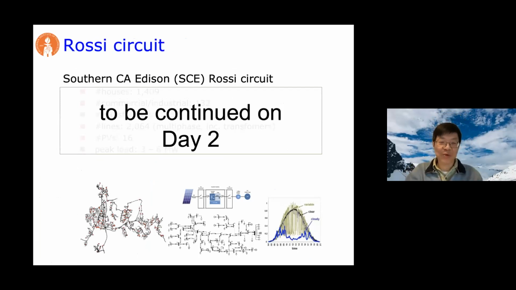Okay, so we'll look at this example, this Rossi circuit, at the beginning of tomorrow in detail. I think I'm done. Okay, so that's the end of block 2. I think I'm running over, but the next one will be shorter, I think.